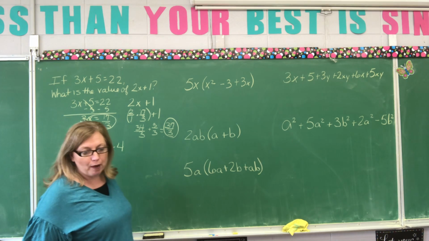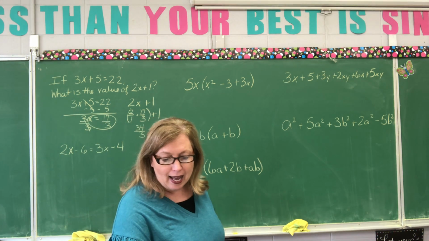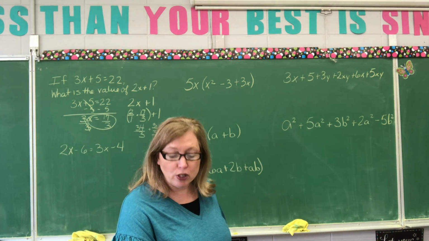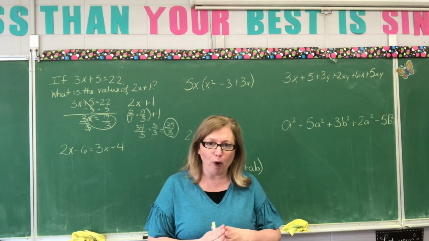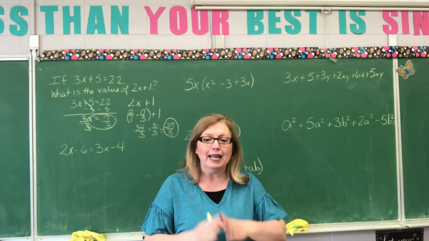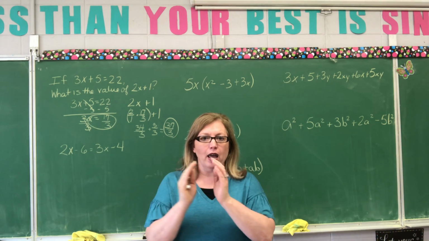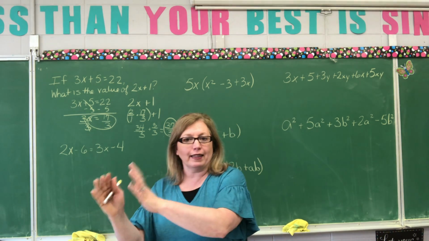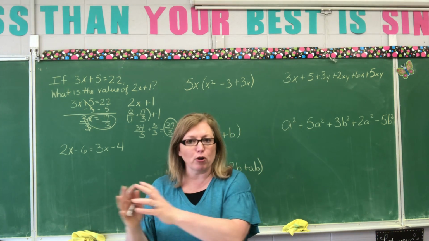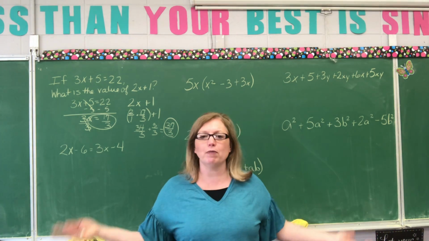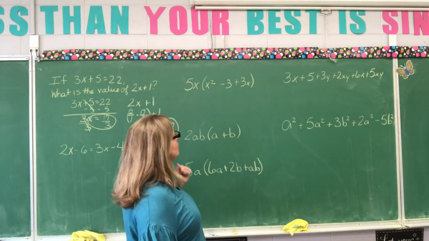Let's look at the next problem though. It says, use the distributive property to multiply. Remember the distributive property, we talked about this yesterday. It says take this number and multiply it by the first term. Take that number, multiply it by the second term. Take that number, multiply it by the third term, or however many terms there are. So let's look at this.